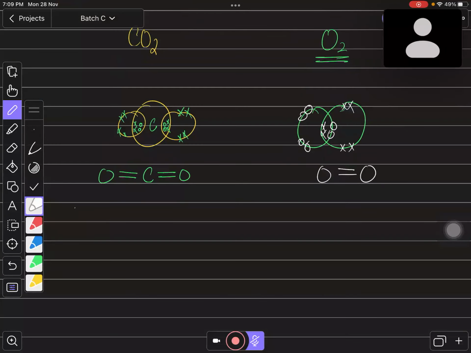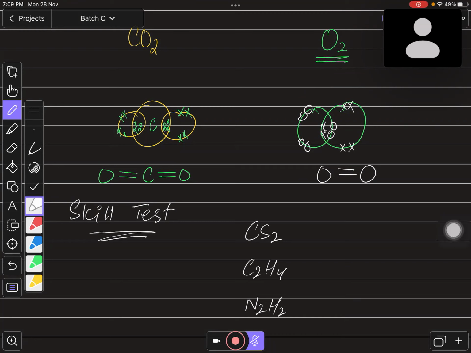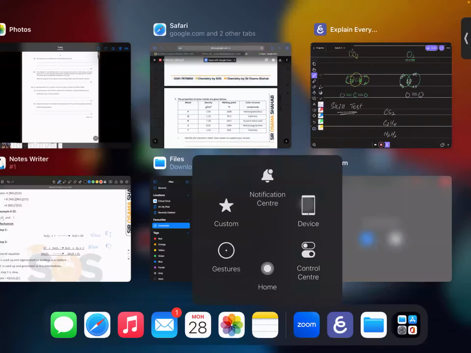Can you show me your skills now? A skill test for you, right? You need to show me CS2. You need to draw C2H4 and N2H2. Just do this. Draw these molecules and send me so I can check you are getting my points, right? I'm waiting for your WhatsApps.